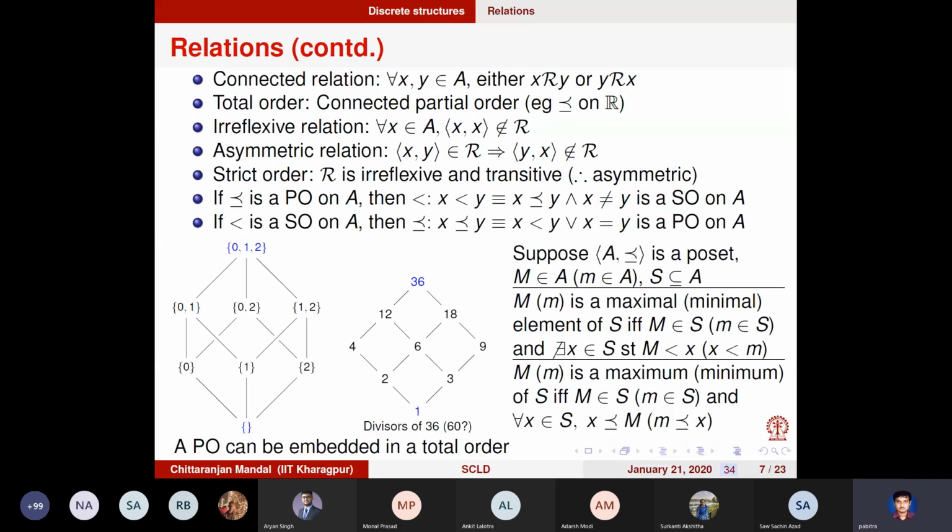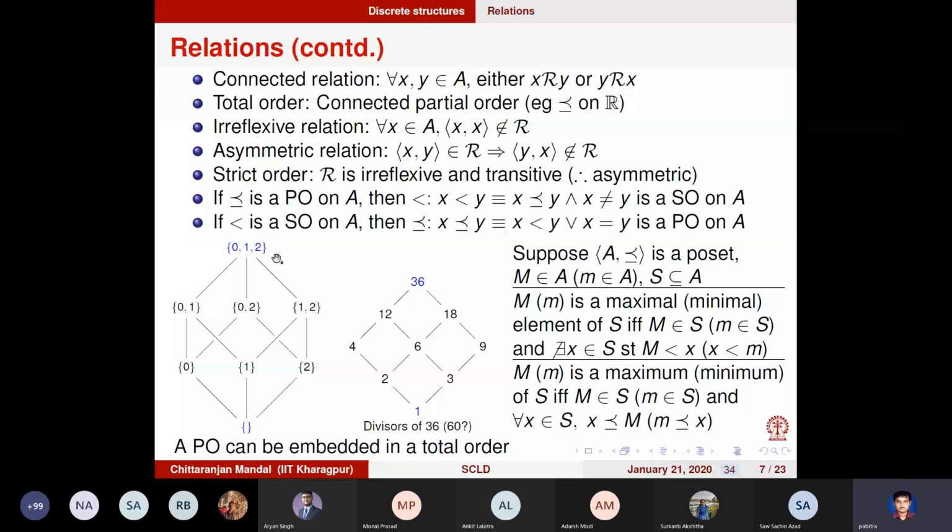Okay, so here is an example. I think here also you can easily convert one to the other. Let's take this example. So these are some Hasse diagrams. Let me explain what these Hasse diagrams are, and using these examples, I'll introduce more concepts. Let's take a set {0, 1, 2}. Let's take a three element set 0, 1, 2.